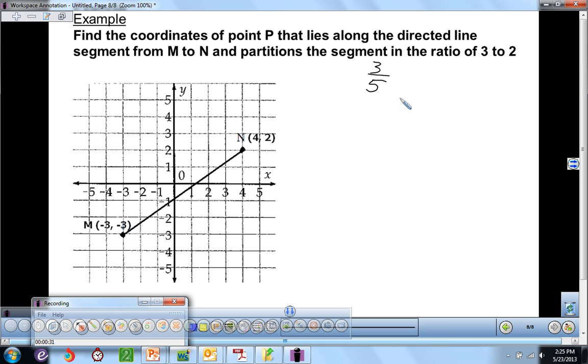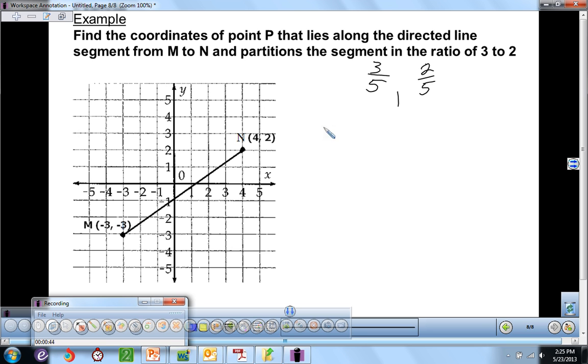And then P would be 2/5 away from N. So we can pick any 2 points as long as we use the right fraction here to come up with the new point that we're looking at. For this one, let's go ahead and just use 4/2.